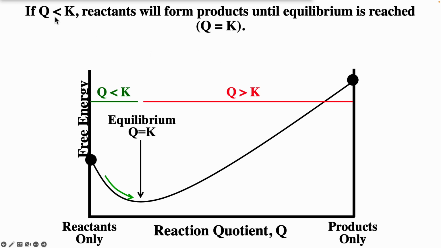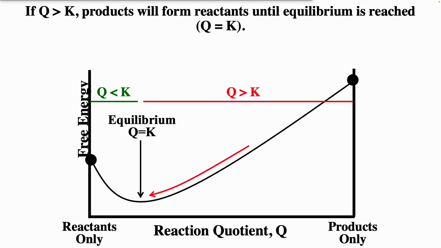If Q is less than K, then we know the reaction will go from left to right. The forward reaction will be faster than the reverse reaction. If Q is greater than K, it means we have more products than we should at equilibrium, and so the reaction will go to the left. The reverse reaction will be faster than the forward reaction until we reach equilibrium when Q equals K. And at equilibrium, the rates of the forward and reverse reactions are the same.